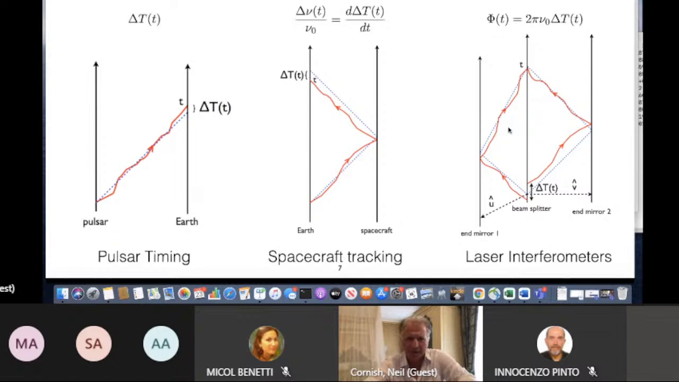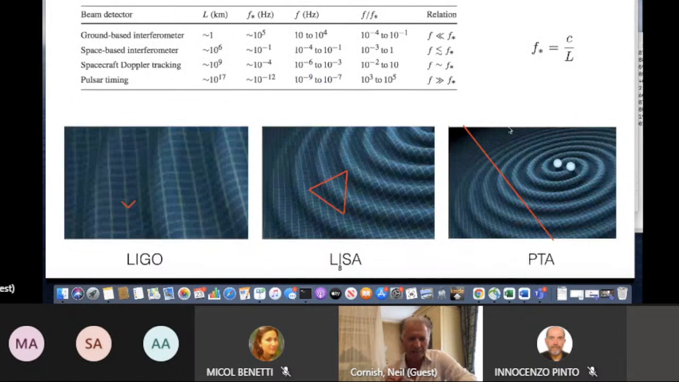But the basic point is you're trying just to calculate the time of flight of photons in a perturbed space-time. In the case of LIGO, LISA, and pulsar timing, it's exactly the same calculation for all types of gravitational wave detectors that are currently operating. What really differentiates them is the difference between the arm length of the detector and the wavelength of the gravitational wave. In the case of LIGO, the gravitational wavelengths vastly exceed the arm lengths.